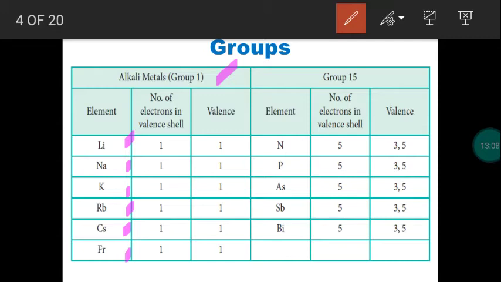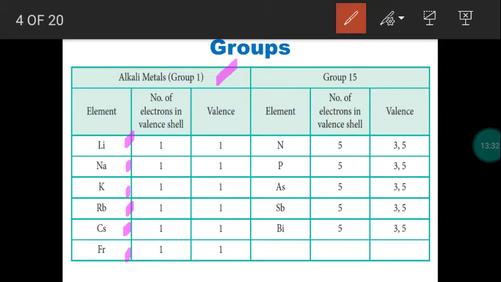General outermost configuration is already studied as ns1. Just the n value will be changed. For lithium, n value will be 2. For sodium, n value will be 3. So outermost orbital will be what? 2s1 for lithium, 3s1 for sodium, 4s1 for potassium, 5s1 for rubidium, 6s1 for cesium, 7s1 for francium.